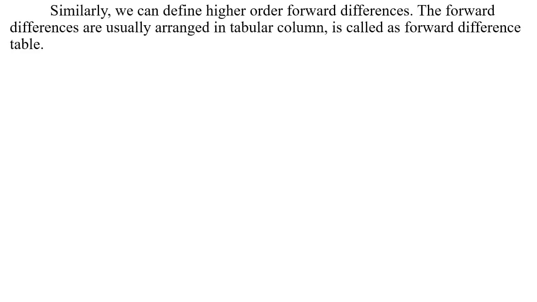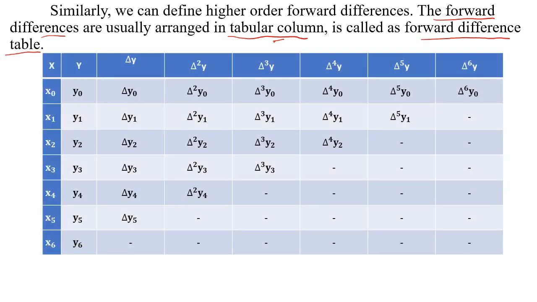And we can find out higher order forward differences, and usually we are going to construct a table. Means we are arranging these forward differences in a tabular column. We call this tabular column a forward difference table. For your convenience, I will give one example here.